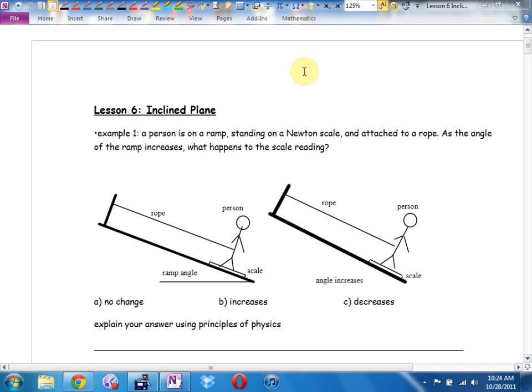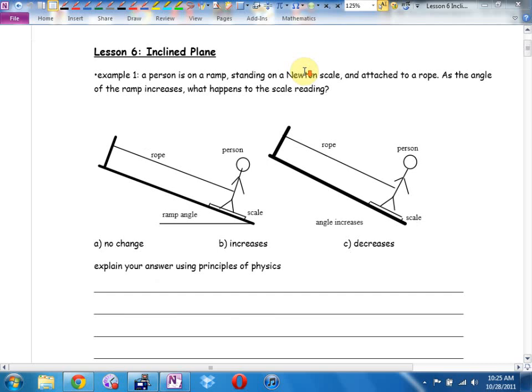Suppose a person is standing on a ramp, and they're standing on a scale, on a Newton scale that's attached to a rope. As the angle of the ramp increases, what happens to the scale reading? A, no change. B, increases. C, decreases.